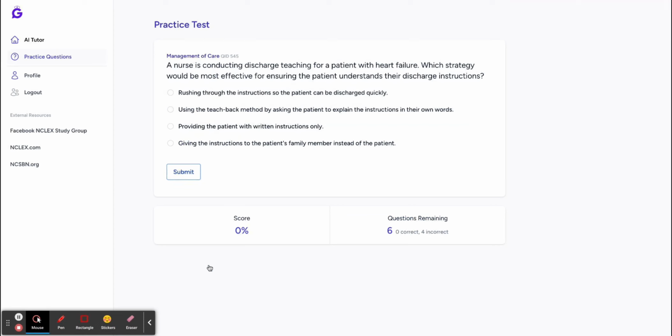Let's talk about discharge teaching for a patient with heart failure. Which strategy would be most effective for ensuring the patient understands their discharge instructions? Is it A, rushing through the instructions so the patient can be discharged quickly? B, using the teach-back method by asking the patient to explain the instructions in their own words? C, providing the patient with written instructions only? D, giving the instructions to the patient's family member instead of the patient?